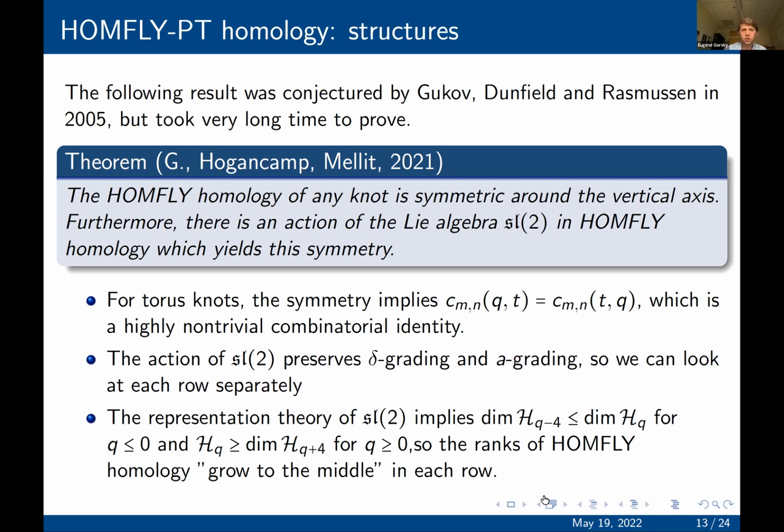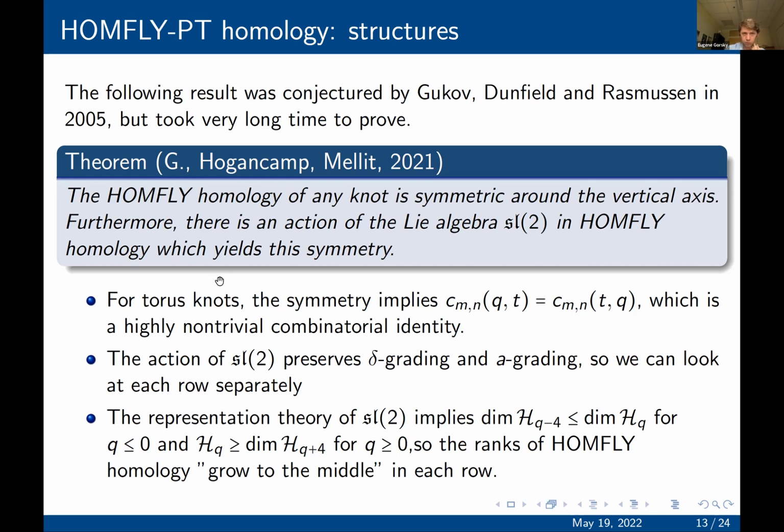This was conjectured a long time ago by Khovanov and Rozansky, and Gorsky, Oblomkov and Rasmussen: that you have the symmetry, and moreover there's an action of the Lie algebra SL2 in HOMFLY homology, which yields this symmetry for absolutely any knot. If you know something about finite dimensional representations of SL2, you know that the characters are always symmetric, and the representation is symmetric in some precise sense. Also the dimensions of different graded components always grow to the middle. So in particular, this implies that the data we get from any of these computations will be symmetric and grow to the middle in the horizontal direction.